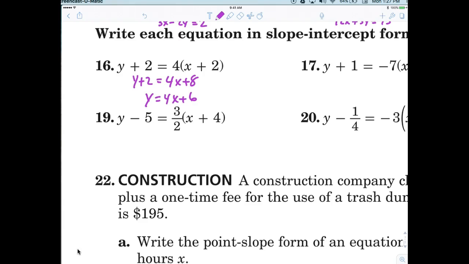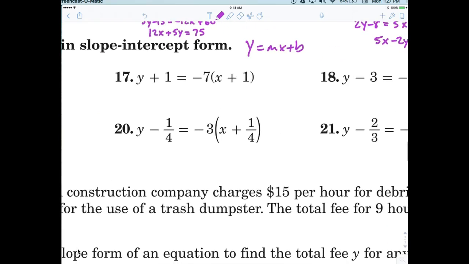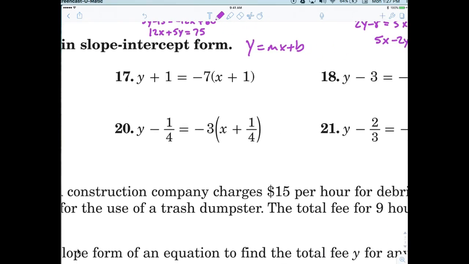Anybody have any issue? Everybody good with that? Remember, slope-intercept. Y equals mx plus b. All right? So 17, let's see how good you are. Y plus 1 equals negative 7x minus 7. Agreed? So what? Minus 8. Everybody happy with that? Oh yeah, I put 1. Everybody good?